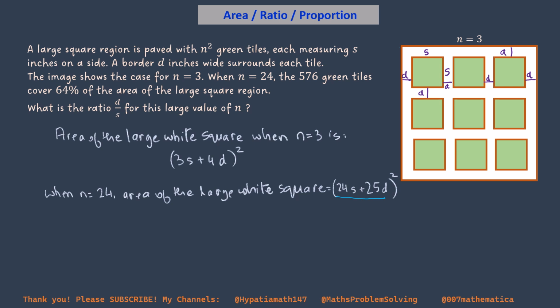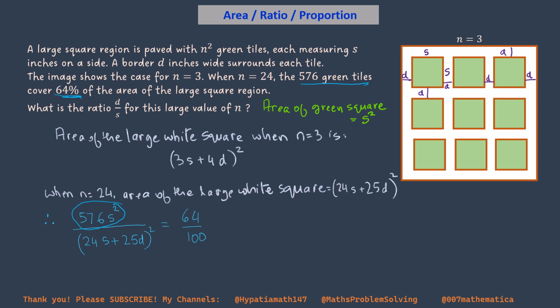Okay, so we now need to work out the area of the green squares. So now we need to work out the ratio. So it's given that they would cover 64%, so it would be 576 s squared. That's the area of the green tiles.